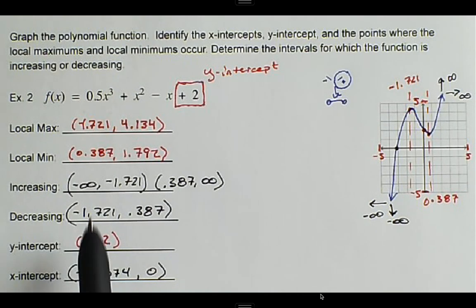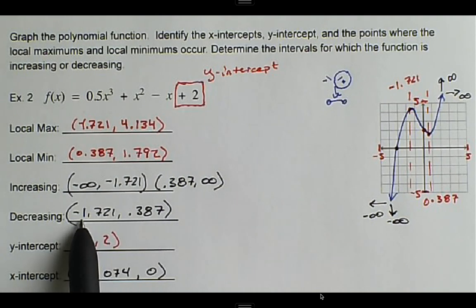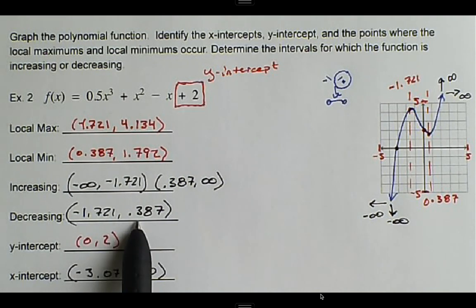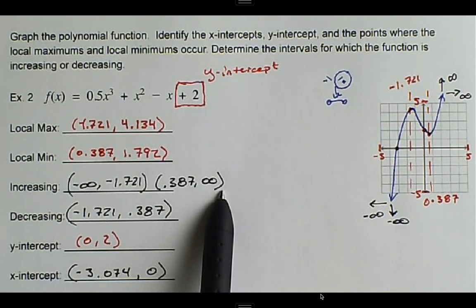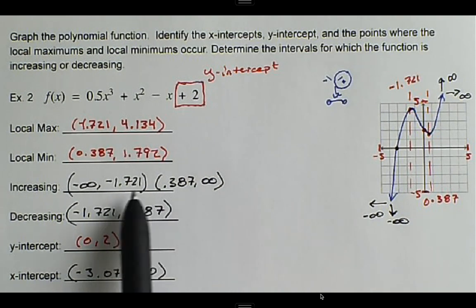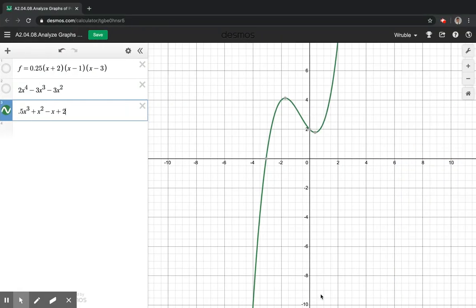And if we notice, we're starting at negative infinity, and then we go to negative 1.721. Then we pick it back up at negative 1.721 and go all the way to 0.387. Then we pick it up at 0.387 all the way to positive infinity, and we notice that none of these points are included because we're using parentheses rather than brackets. And then we can just take a look and see what the graph looks like drawn a little bit more accurately. So negative 3.74, then there's the local max, then we have our y-intercept and our local minimum.